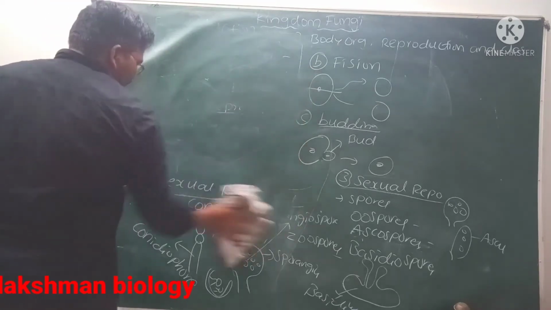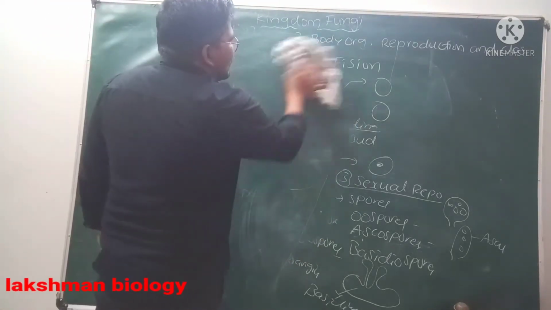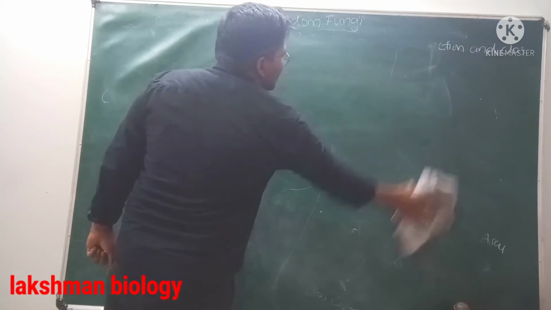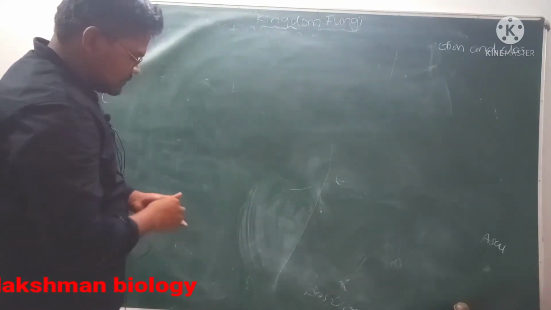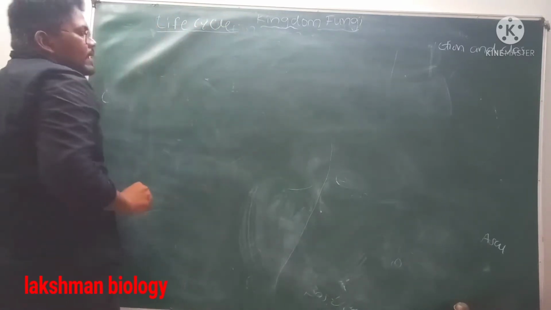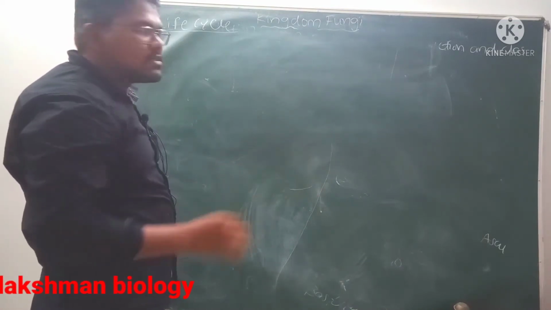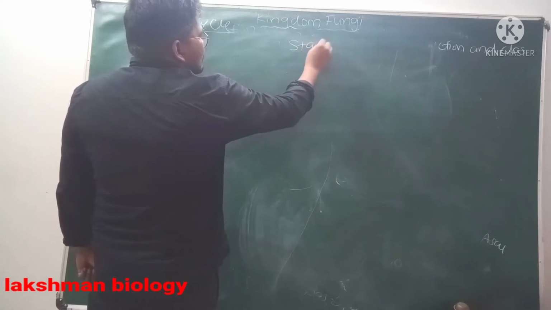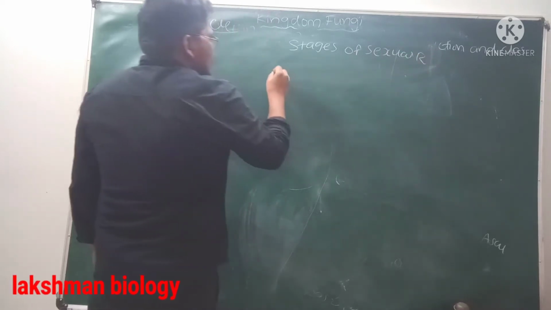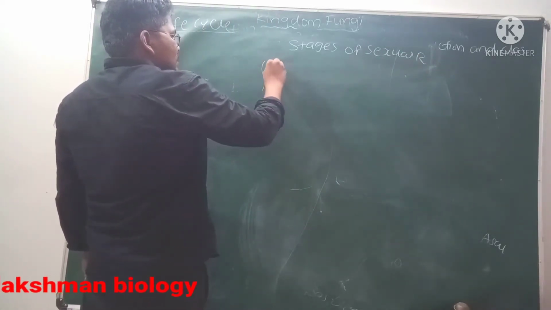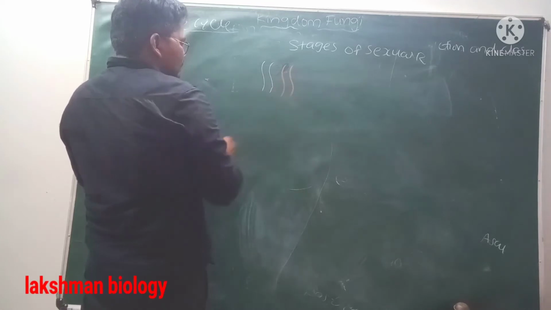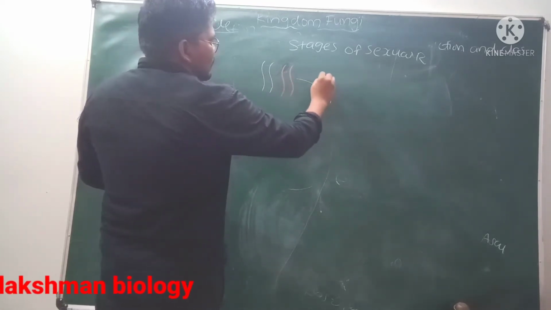Actually, briefly we will discuss the life cycle of kingdom fungi. The fungi life cycle is also part of the reproduction. In the life cycle, first we will discuss the stages of sexual reproduction. The first stage in sexual reproduction is plasmogamy.